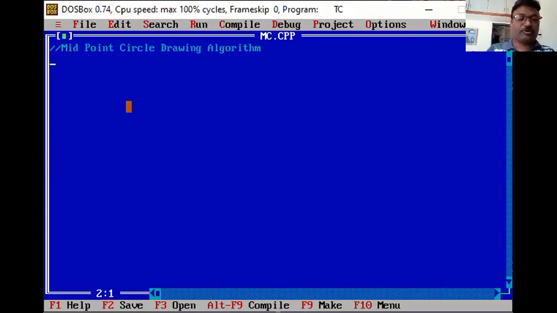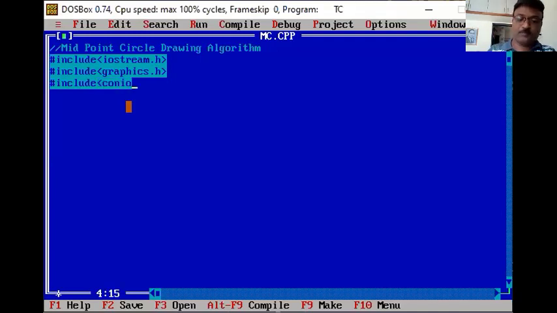Then first of all, you have to include what? Include iostream.h. Then you have to include graphics.h. Correct. Now here you have to again include conio.h. So these are the files required for the graphics program.